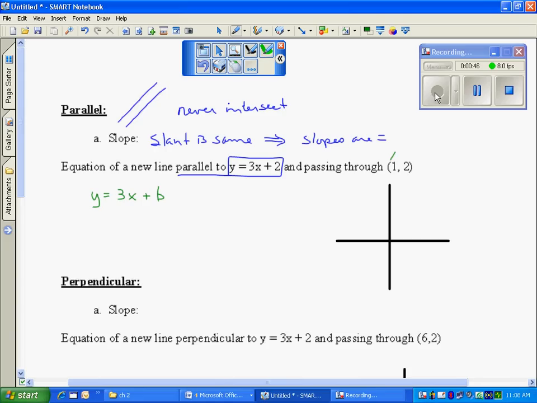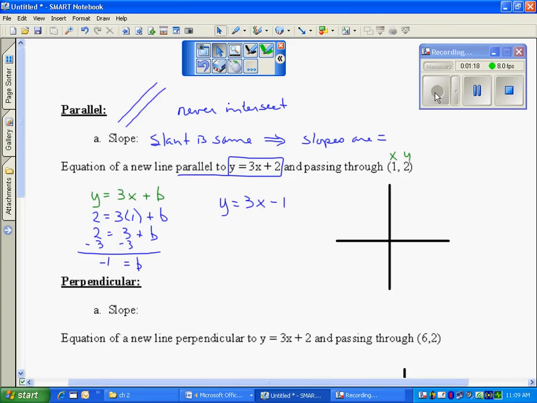We'll find that by plugging in a solution to this new line, because if my line is parallel passing through the point (1, 2), it is a solution to my line. Plugging in 1 for x and 2 for y. Solving then for b by moving the 3 to the other side, b is equal to -1. So my new line that's supposed to be parallel to my first line is y = 3x - 1.